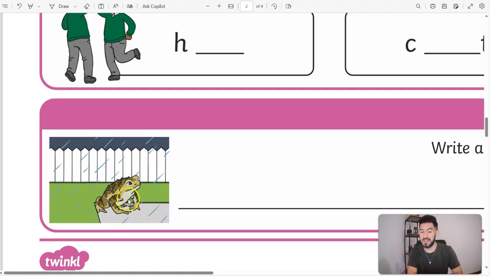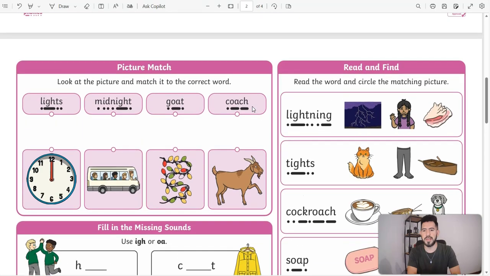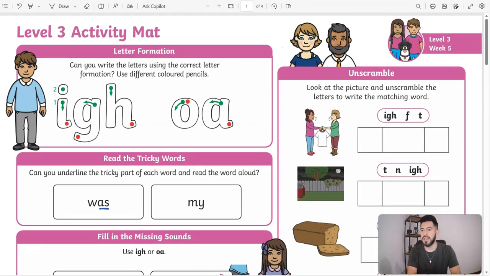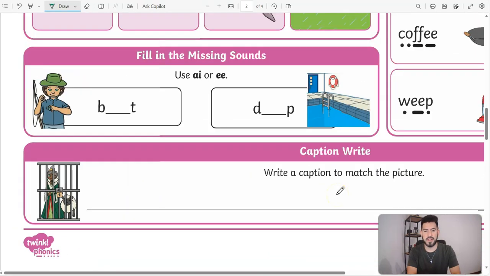This animal is not a frog, it's a toad. So you can say, the toad is where? Or what is the toad doing? So think about that and write your caption. Okay, that will be it. I hope you can complete it and do it at home.